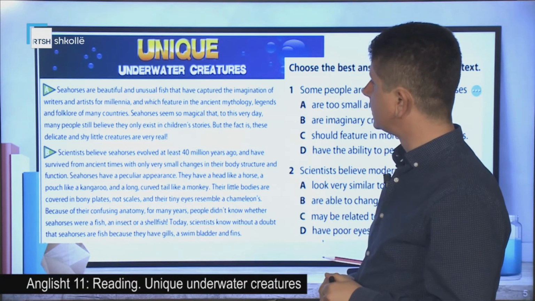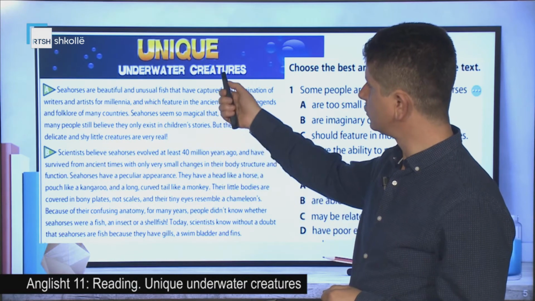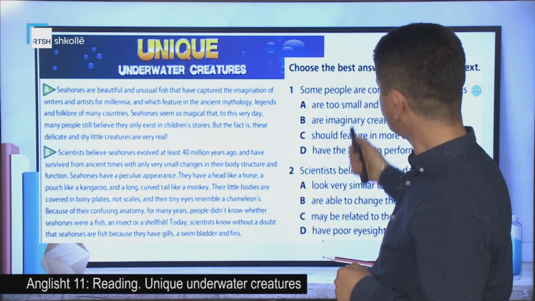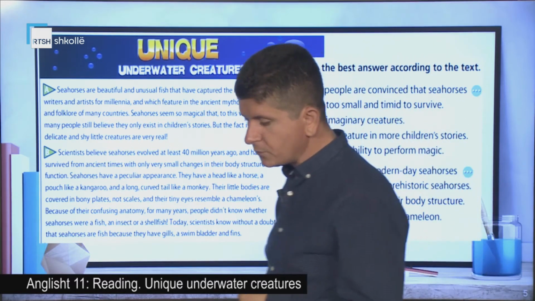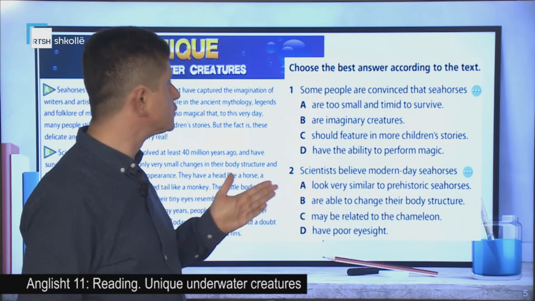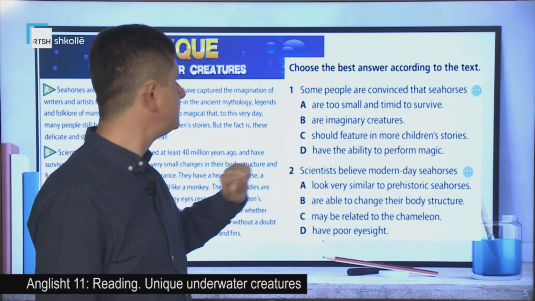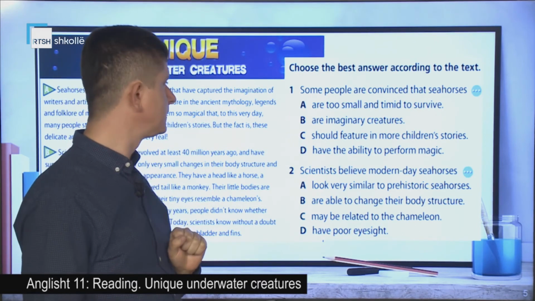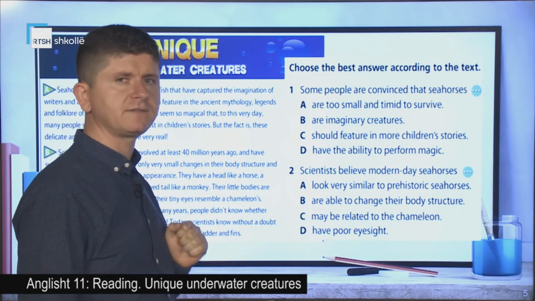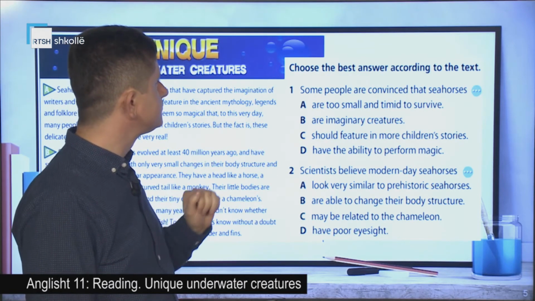This is part of the text, because the text is divided into some paragraphs. Here we have only paragraph A and paragraph B, and here we have the questions. When we deal with such an exercise, it's important to know that usually the first question is a general one, or it might be in the first paragraph. The information for the second question might be in the second paragraph, and so on. Let's look at the question.